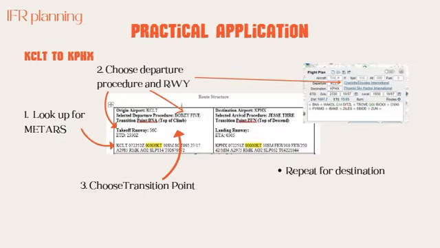Now we have an example of how we will apply everything to perform IFR planning. Our point of departure will be Charlotte Douglas International Airport, KCLT. Our arrival point will be Phoenix Sky Harbor International Airport, KPHX. First, we start by reading the NOTAMs and then we look up the METARs for each airport used and for the alternates that we have chosen.